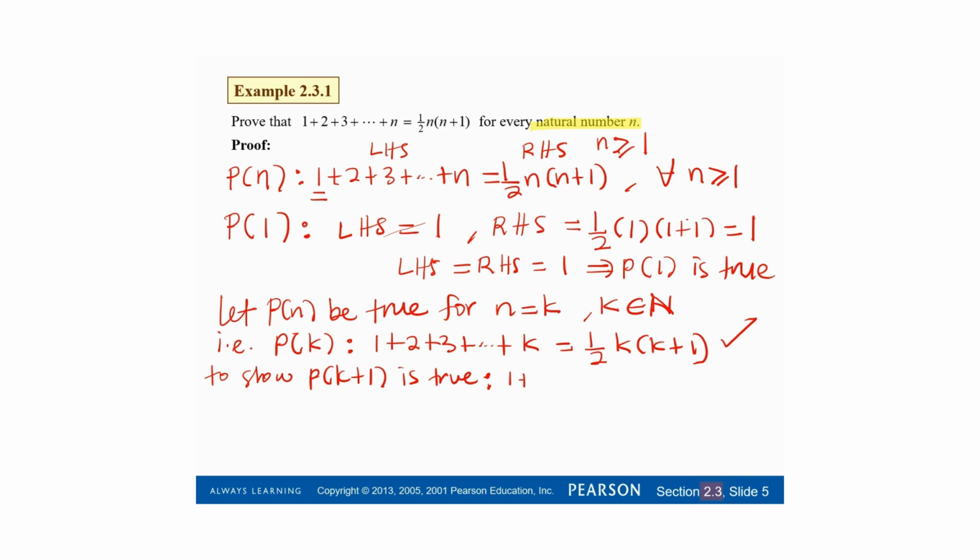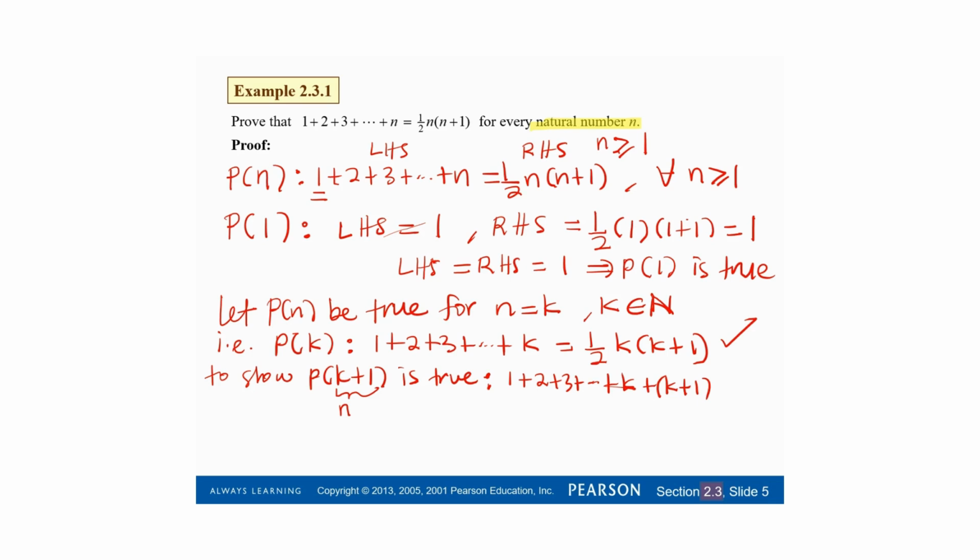So 1 plus 2 plus 3 and so on up to term k. If P(k+1), that means we need to add another term, which is term k plus 1. And if this is true, what will be the formula on the right hand side? P(k+1) here refers to the value n, where in this case we replace n by k plus 1.